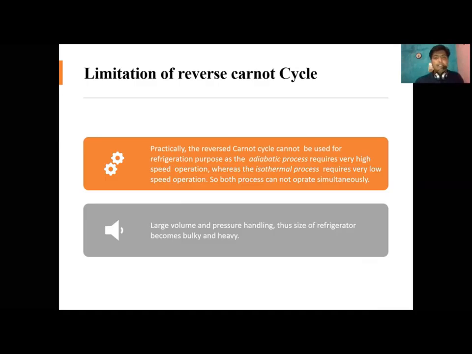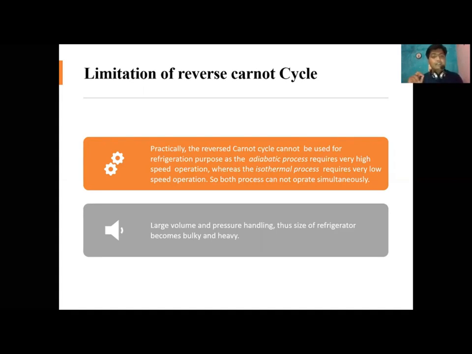Practically, the reverse Carnot cycle cannot be used for refrigeration purposes, as the adiabatic process requires very high speed operation, whereas the isothermal process requires very low speed operation. Both processes cannot operate simultaneously, because the isothermal process is a quasi-static process, while the adiabatic process is a very fast, high speed process. That's why the reverse Carnot cycle is not practically or physically possible.